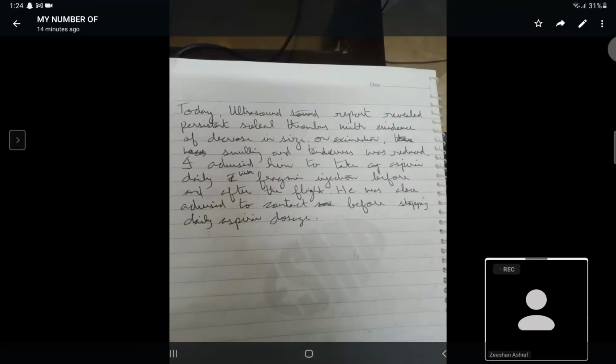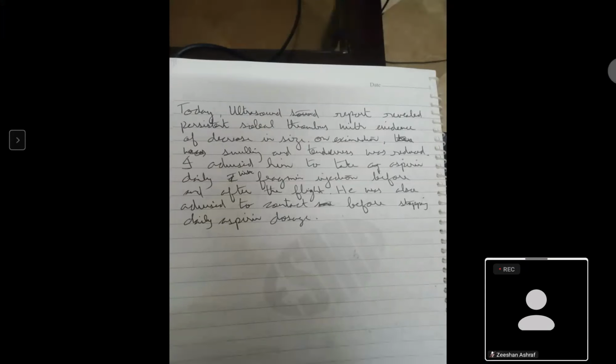Okay. All right, Dr. Rabia, I'll just read yours. Today, ultrasound report reveals persistent soleal thrombus with evidence of decrease in size. Very good. On examination, swelling in tendons. Dr. Rabia, in here, what I want you to do first is make sure that your writing of doctors is good, but please pronounce your words, letters.